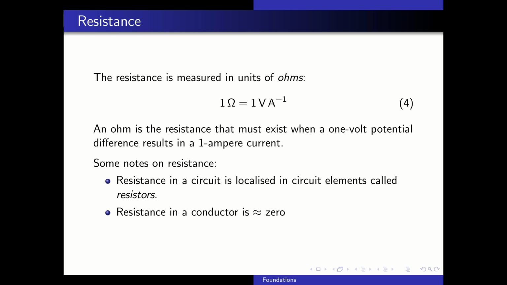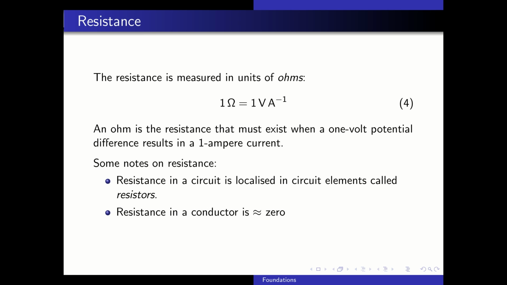Okay, now when we think about resistance in circuits, we're going to generally consider the resistance to be localized in circuit elements. So a light bulb acts as a resistive element. There are actually elements called resistors, and we will see those in lab, and we will of course talk about them in examples here.